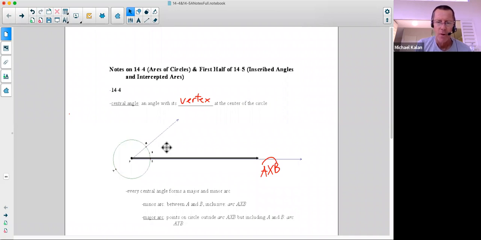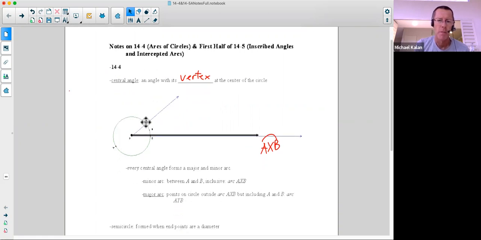Okay, so what you can see here is that every central angle forms a major and a minor arc. And again, an arc is a part of a circle. You can see the major arc would be this part around here. So in other words, it's the bigger arc or the longer arc or the arc that's more than half of the circle. And then the minor arc would be right here.